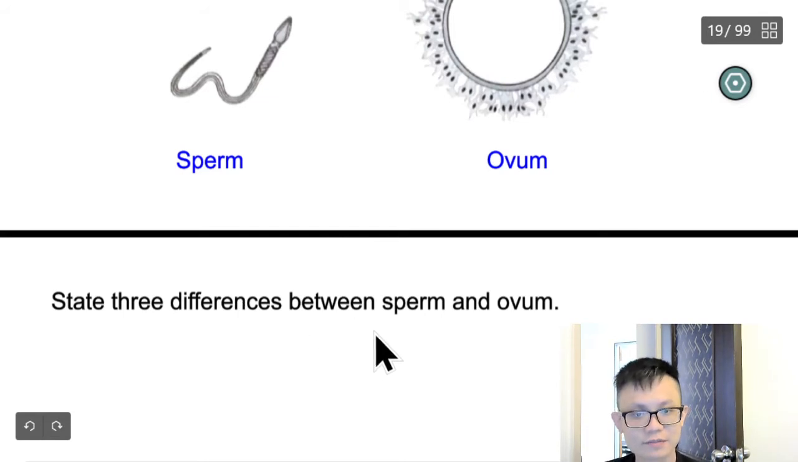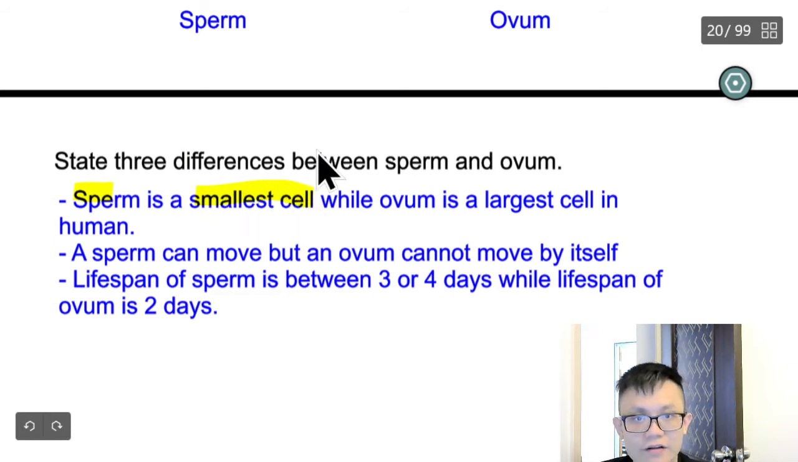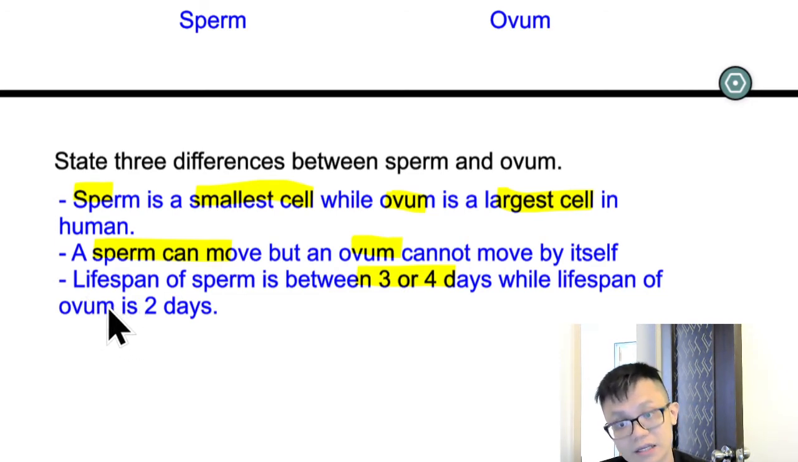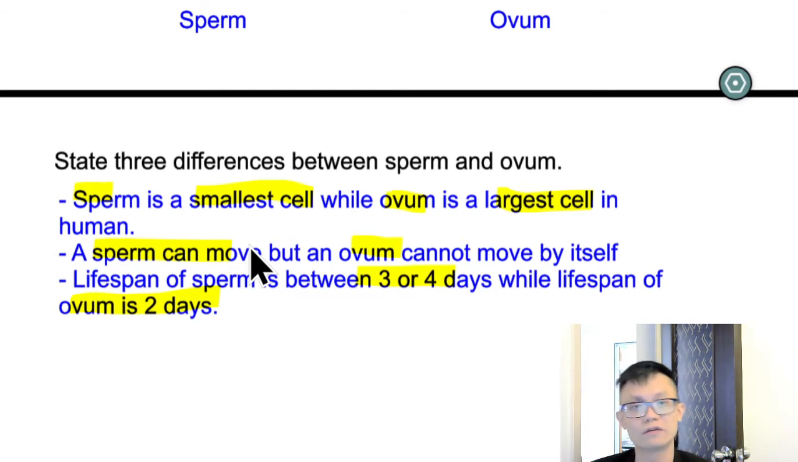State three differences between sperm and ovum. What are the differences? For this answer, we can see that sperm is the smallest cell, correct or not? And on the contrary, the ovum of the female is the largest cell in the human body. Sperm can move, ovum cannot move. The lifespan of sperm is around 3 to 4 days, and the lifespan of ovum is around 2 days, awaiting fertilization. So if not fertilized, then the egg will just go out through the period.